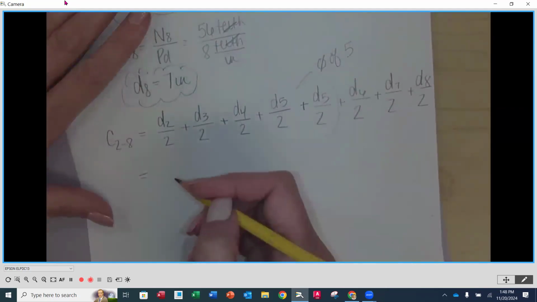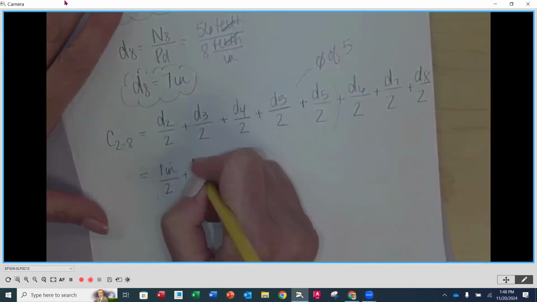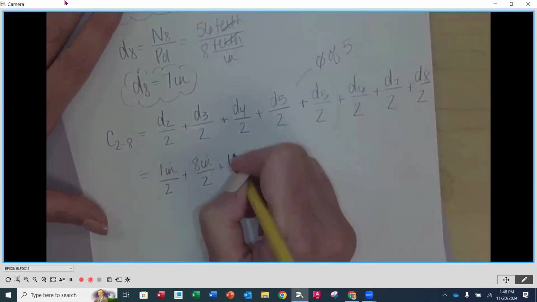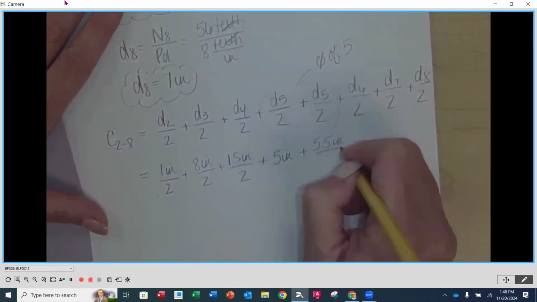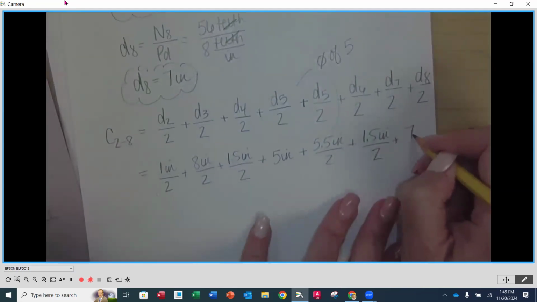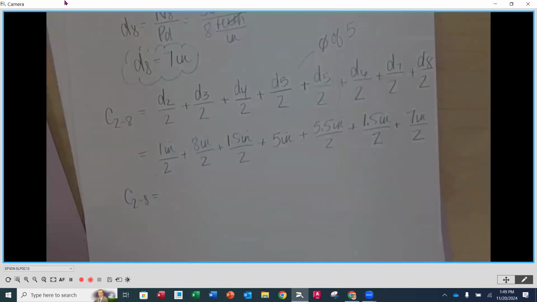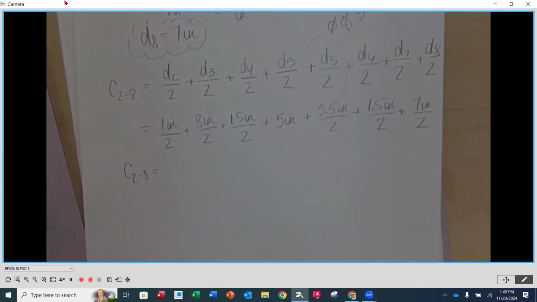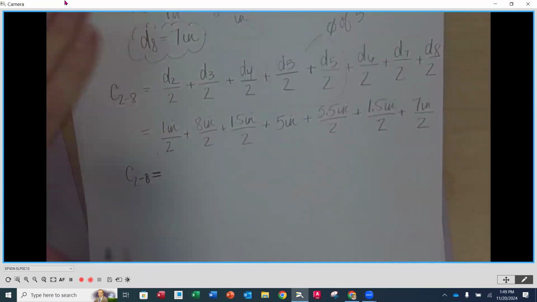So now you can put your numbers in. So go back and put in each. I'll put mine in here. Just got to go back. Let me know when you get a number for the overall center distance from gear number 2 to gear number 8.